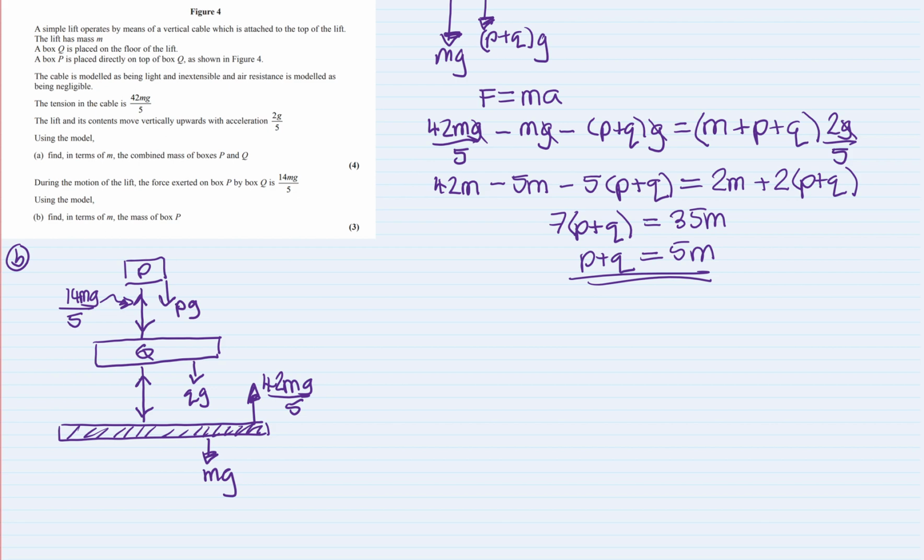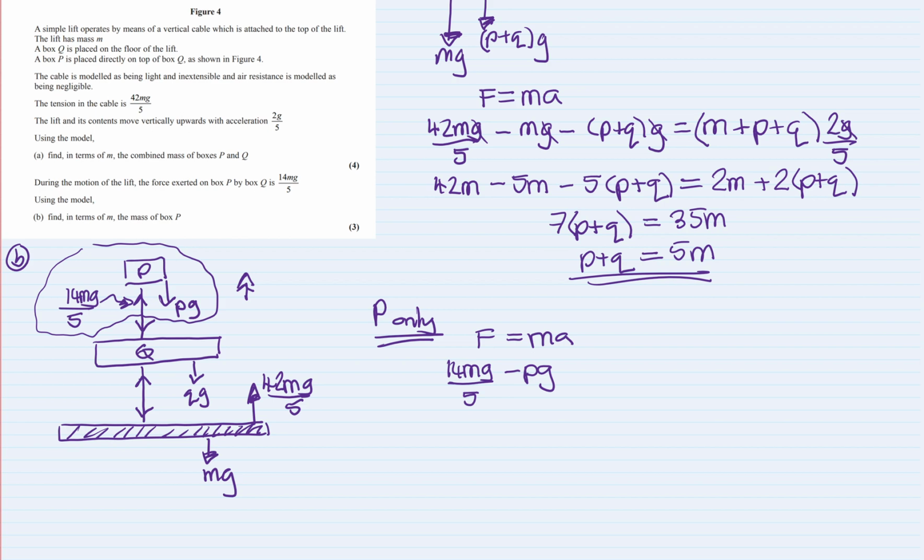And now what I'm interested in is P only. So I'm only interested in this bit here of what's happening to P only. And because I've now got those forces on nice and clearly, it allows me to think about what I'm doing. So if I'm considering P only, we know that I'm still moving upwards. So let's apply Newton's law, F equals ma. We're moving upwards, so the force going upwards is that 14mg over 5. That's the force being exerted on P by Q. We're taking away the force acting downwards, which is the weight of P, and that's equal to the mass of P times the acceleration, which is still 2g over 5.